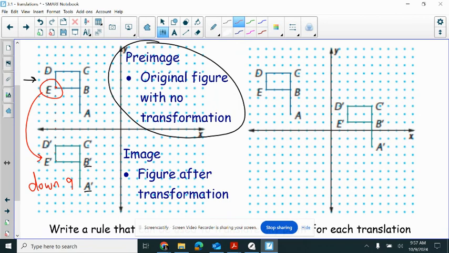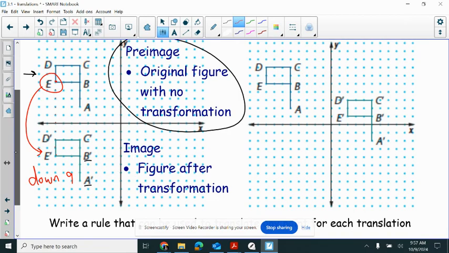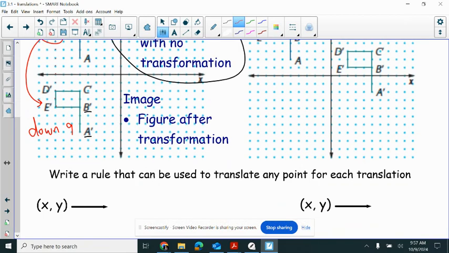So we can write a rule for this. There are two ways to write the rule. We can do an XY rule. The Y axis goes up and down, so if it goes down 9, that means the X stayed the same and the Y went down by 9. There's also a special notation where you do a capital T, which stands for translation, and then how much the X and the Y moved. Because we didn't go left or right, the X would be 0 and the Y would be -9. Both of those mean the same thing.